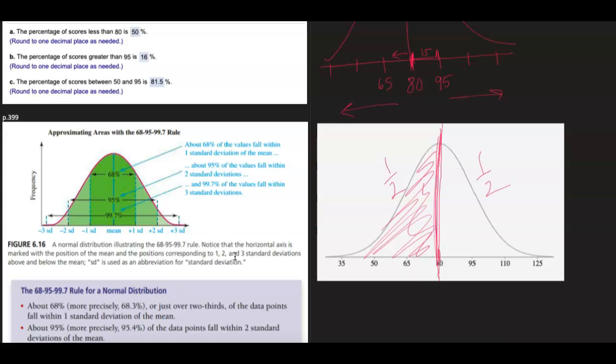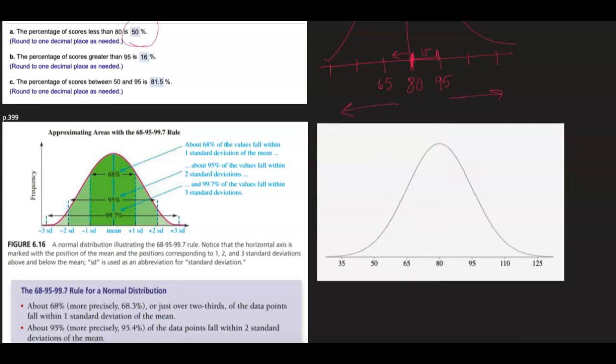Now we are asked to write these as percentages, so we would want to say 50%, as you see written right here, 50% is less than 80. Again, I didn't explicitly use that particular rule. It's actually going back and using the definition of a normal curve.